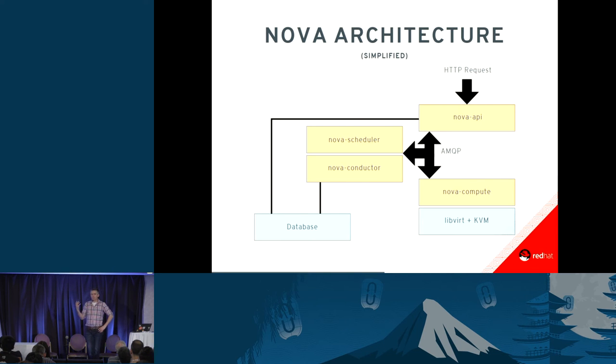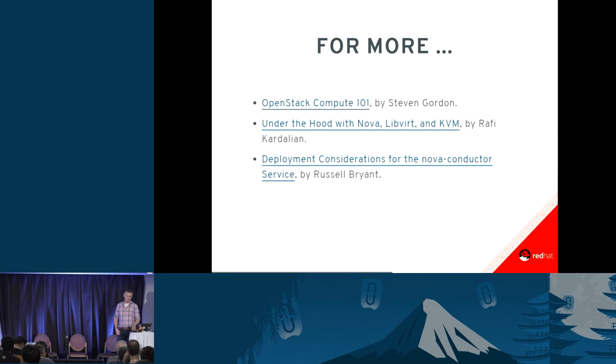At that point, the Nova Compute service running on your compute node downloads the image, creates some XML for libvirt, and runs your virtual machine. Again, I don't want to go into too much more about that. There are plenty of other talks about this.